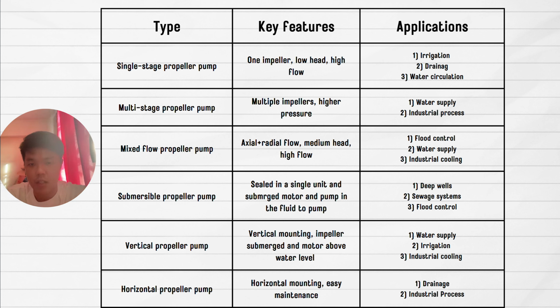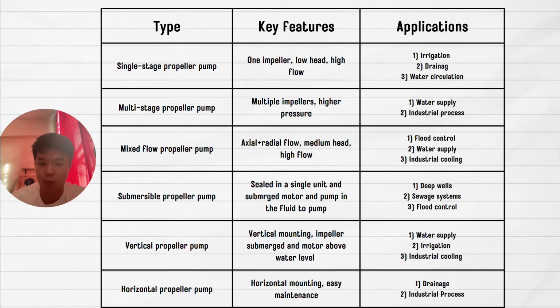So the first type is the single stage propeller pump, with the key features of one impeller, low head and high flow. The application is irrigation, drainage and also water circulation. The second one is the multi-stage propeller pump. The key features are multiple impellers and higher pressure. This is different from the single stage propeller pump, which has only one impeller. The application is water supply and also industrial process.